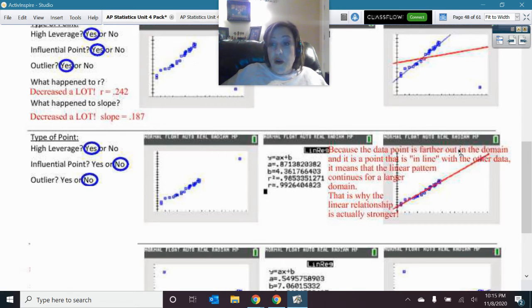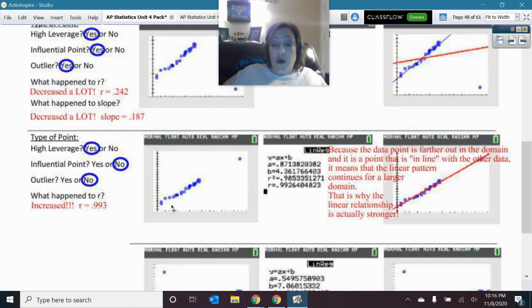I think this will make sense to you when I explain it. This data point is farther out in the domain, and it is a point that is in line with the data. What that is doing is saying, hey, people, I am confirmation that this linear pattern is continuing farther out in a larger domain. Therefore, I am verifying a stronger linear relationship because I have more domain of confirmation of that linear pattern. So that is why that point makes the correlation stronger.